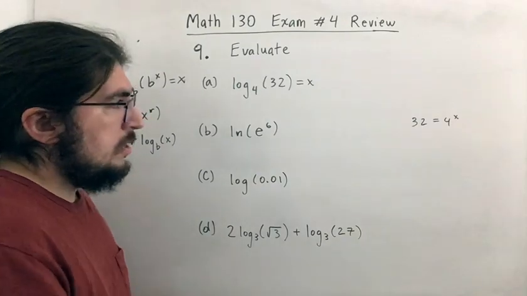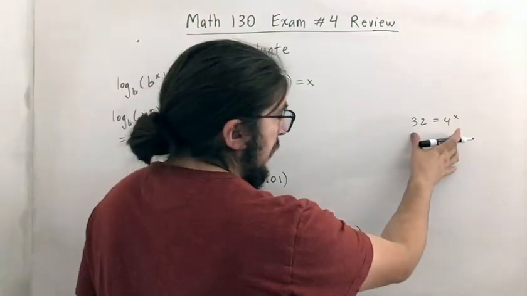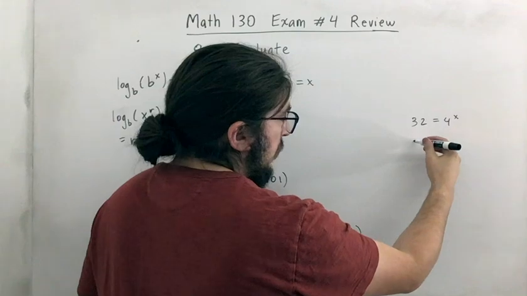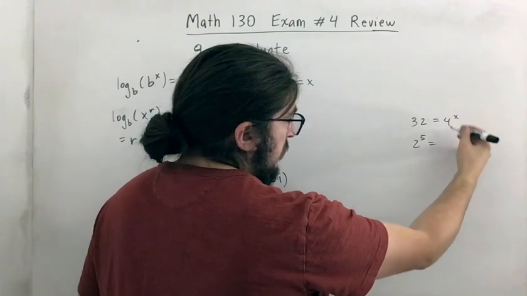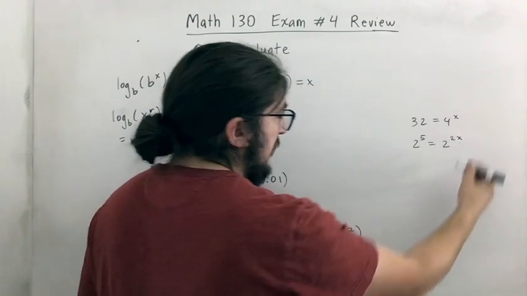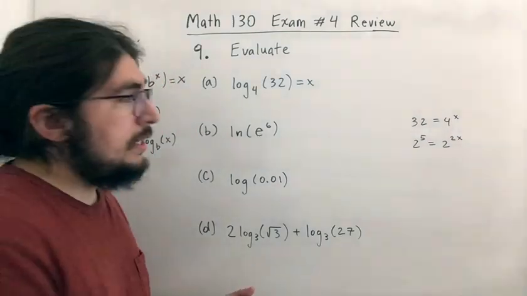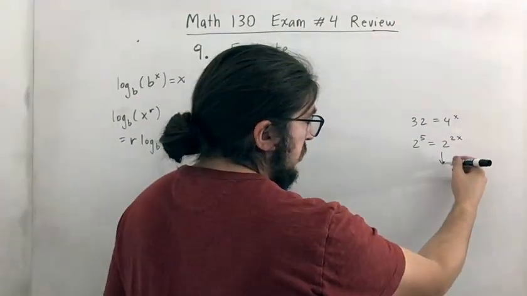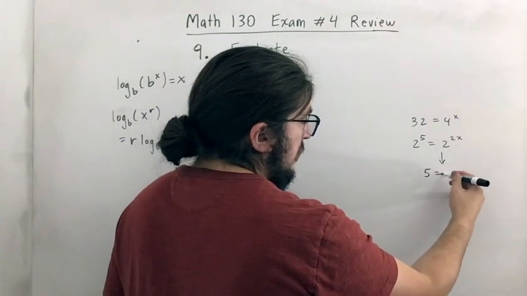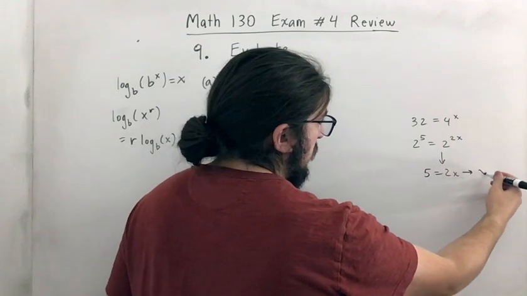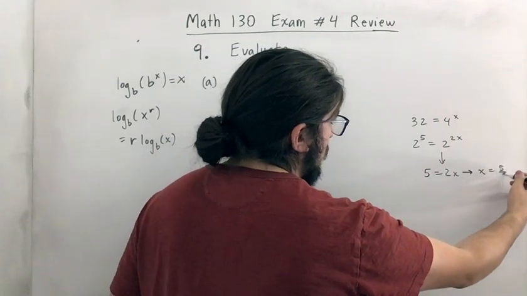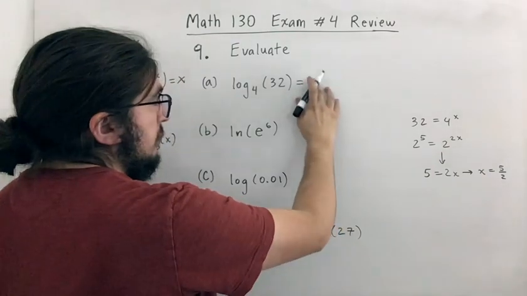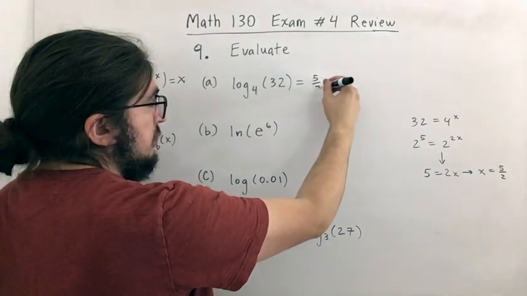Okay. So with that in mind, if we write this with a common base, 32 I know is 2 to the 5th power, 4 is 2 to the 2nd, so 2 to the 2nd to the x is 2 to the 2x. And then finally, since the bases are the same, we can drop those and equate the powers. Dividing by 2 gives us that x is equal to 5 over 2. So actually, this is 5 over 2.